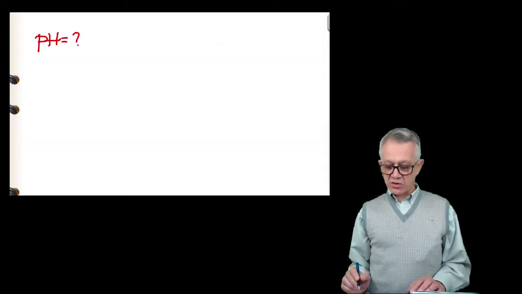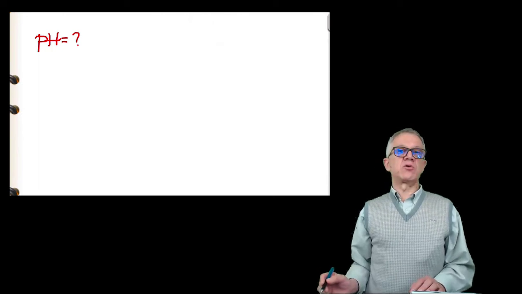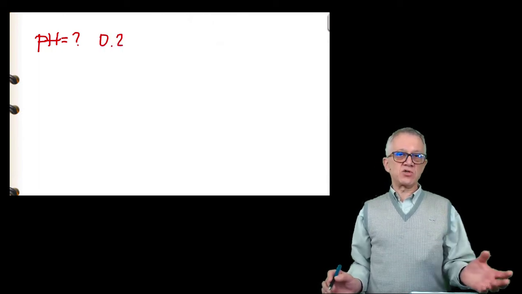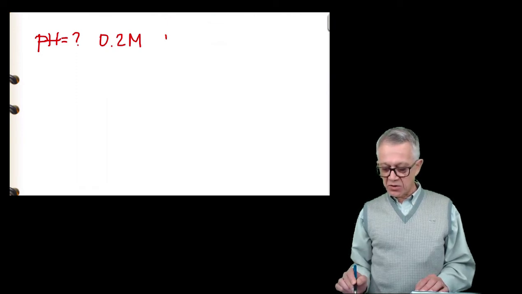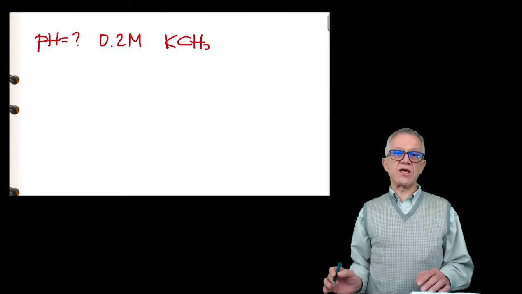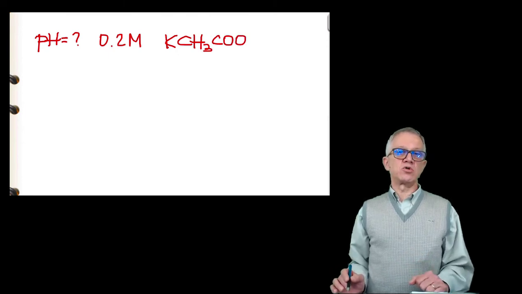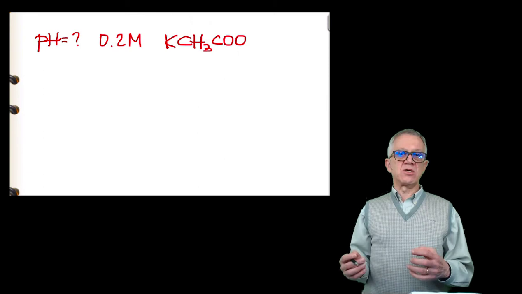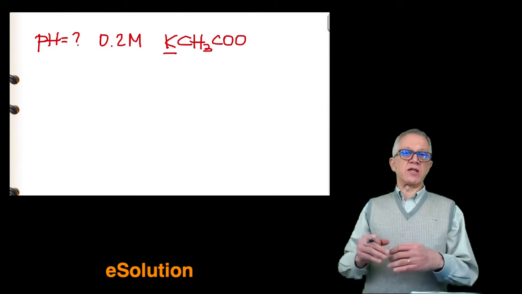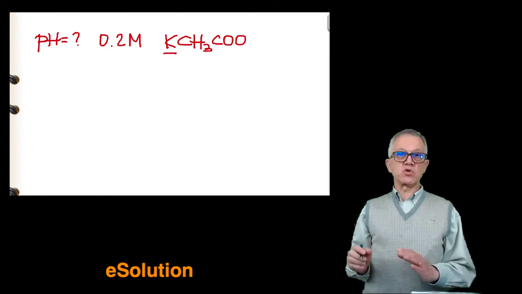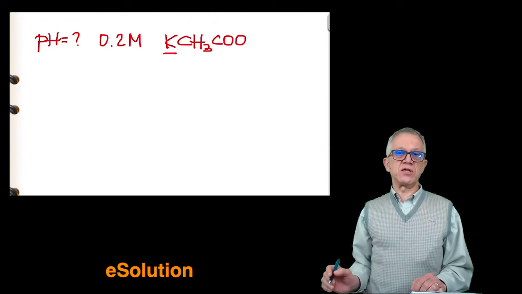So the first thing when we have a problem with a salt is to figure out which part of the salt is going to undergo hydrolysis, right? This comes from a strong base, KOH, so that part is not going to hydrolyze and cause any change in the pH of the water. But this part here comes from acetic acid. Acetic acid is a weak acid, so this is a strong conjugate base, which when put in water is going to capture protons from the water and change the pH of the solution. So we have to take that fact into consideration.